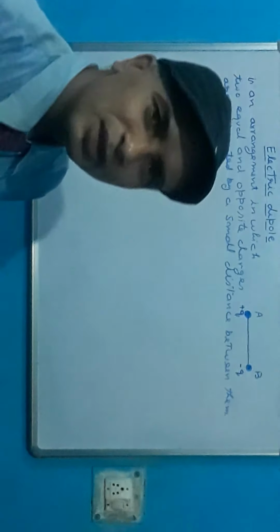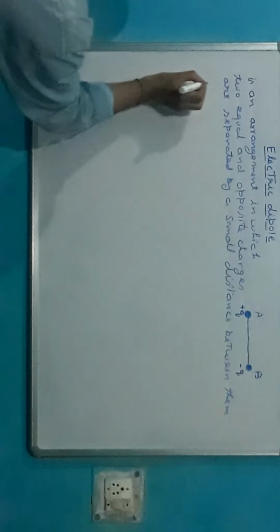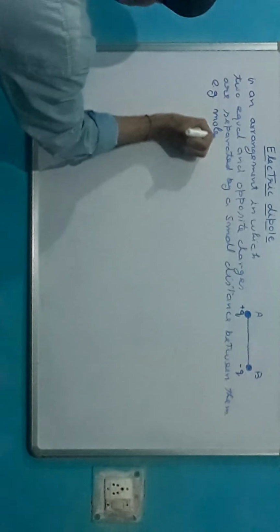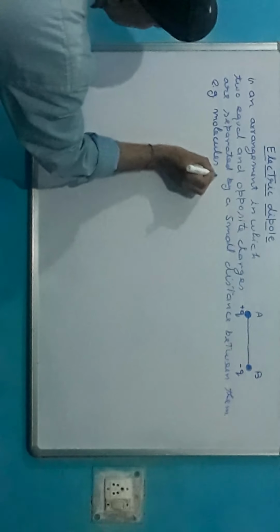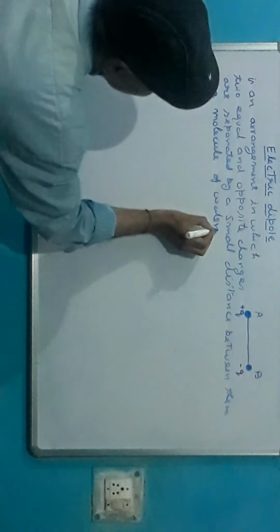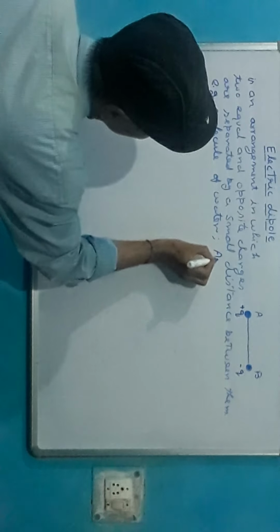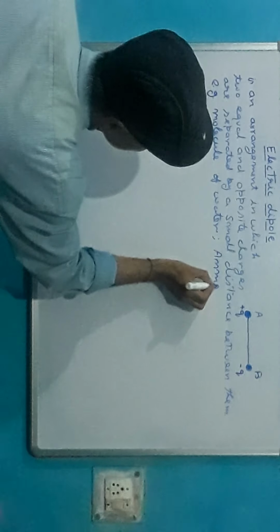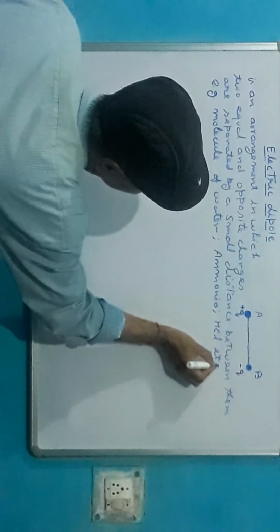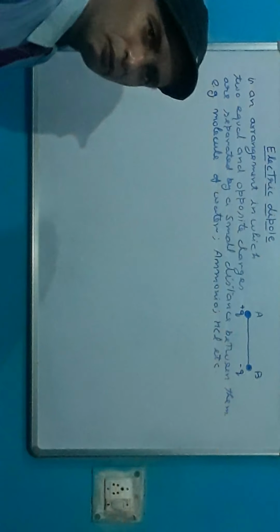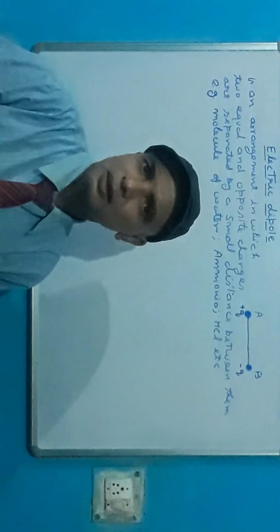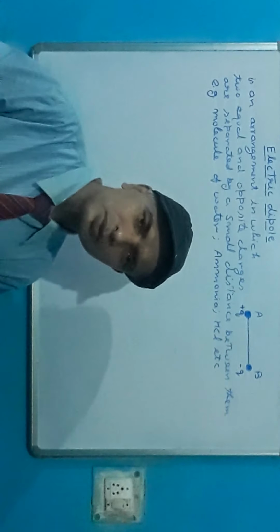So system AB is known as an electric dipole. Now we come to some of the examples of electric dipole. Examples of electric dipoles, very important for one mark question, are the molecule of water, ammonia, HCl, etc. These are examples of an electric dipole. So now I have defined the electric dipole and we have discussed the examples of electric dipole.